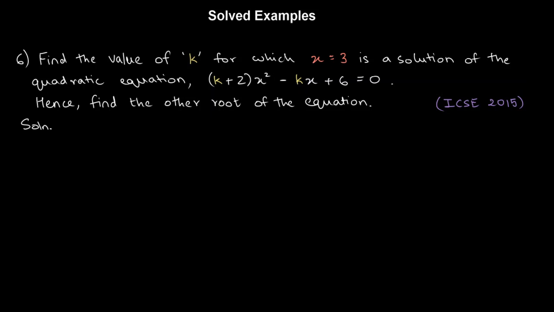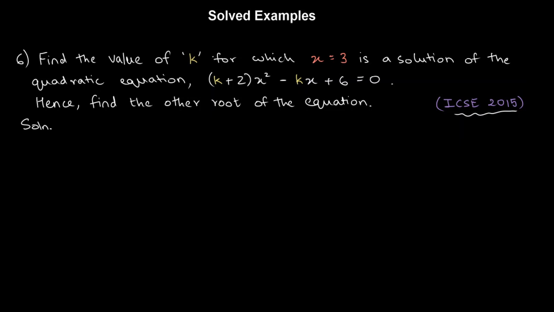Find the value of k for which x is equal to 3 is the solution of the quadratic equation (k plus 2) x square minus kx plus 6 is equal to 0. Hence, find the other root of the equation. This question was asked in the ICSE 2015 examination.